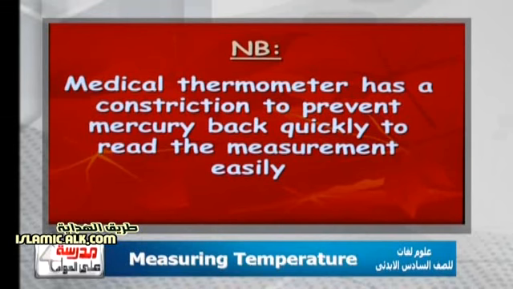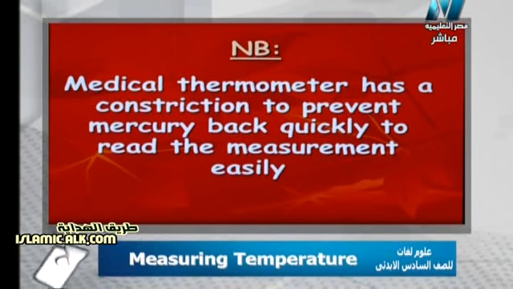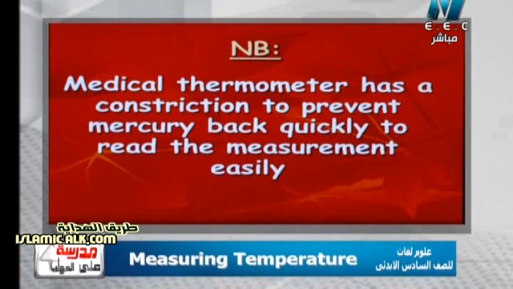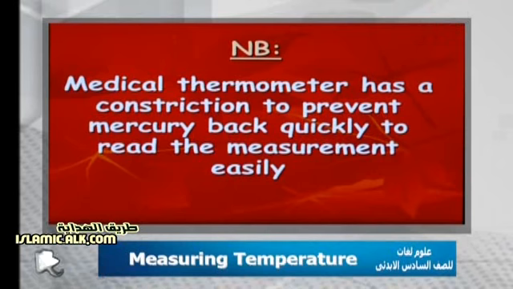Sorry, quickly to read that measurement easily. Again, the function or the reason or the rule of the constriction is to prevent the mercury from going back quickly, to read the measurement easily.